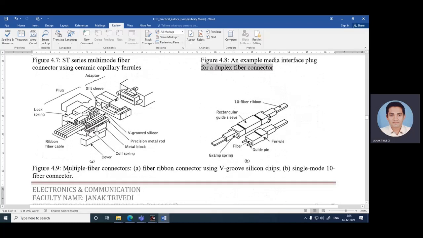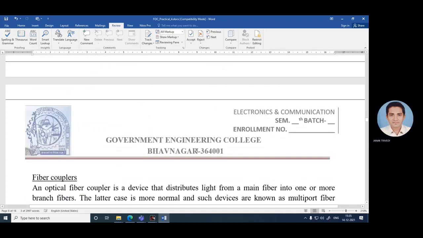Then figure 4.9 indicates multiple fiber connectors. In that, figure A represents a fiber ribbon connector using a V-groove silicon chip. With that, the plug, adapters, slit sleeve, lock spring, then ribbon fiber cable, its cover, coil spring, metal block, precision metal rod, and V-groove silicon are indicated. In figure B, a single mode 10 fiber connector is used. The 10 fiber ribbon is there, that's why it is a 10 fiber connector. The rectangular guided sleeve is a ferrule and guide, with guide pin and fiber.